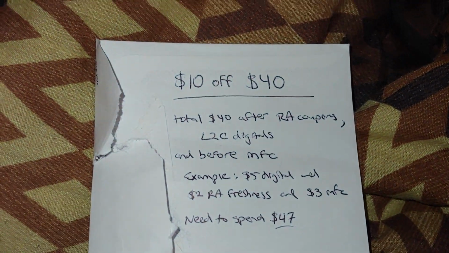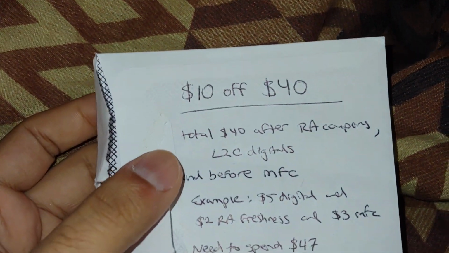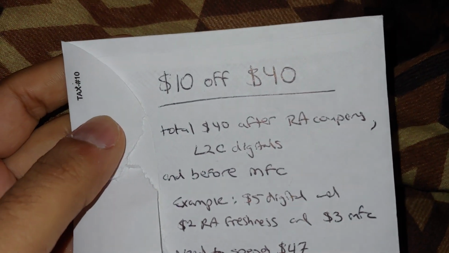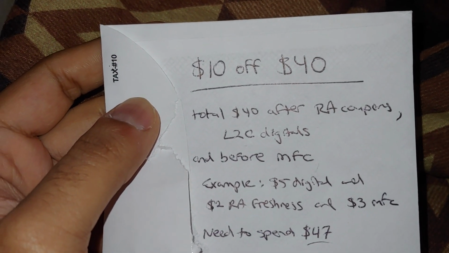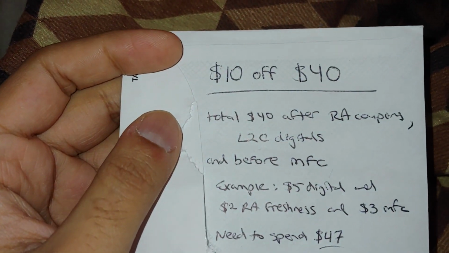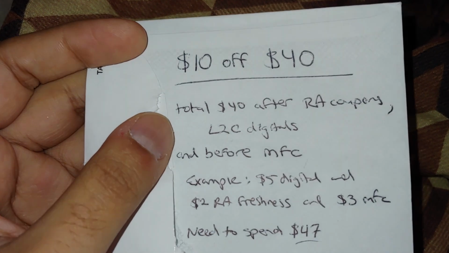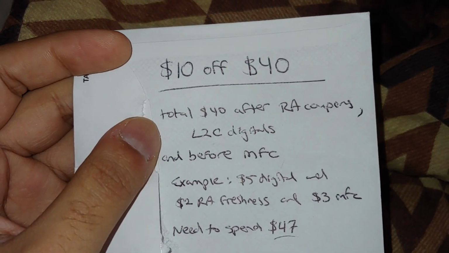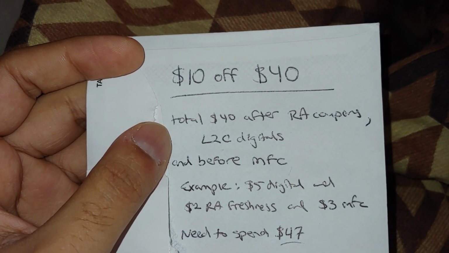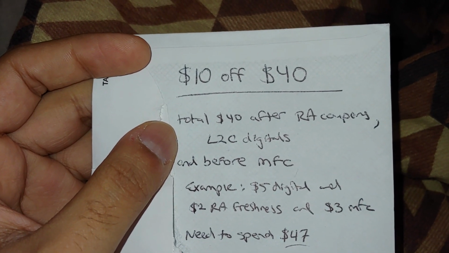Alright, so say for example we have a $10 off of a $40 in-ad coupon. We usually get those, or in the case of a few weeks back, we got a 10 off of 50. When these coupons come, your total needs to be $40 after Rite Aid coupons and load to card digitals, and before manufacturer coupons.